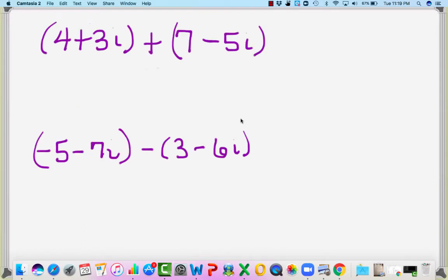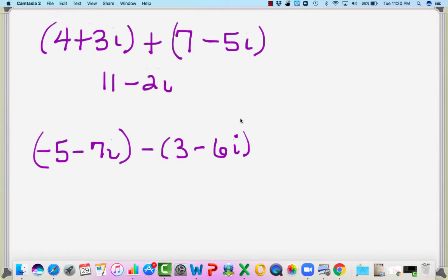So let's look at a couple operations with complex numbers. Let's start with addition and subtraction. So if we were going to add complex numbers, then when we add the complex numbers, what we do is we add the real parts. So 4 plus 7 will be 11. And then we add the imaginary parts. 3i minus 5i would be -2i.